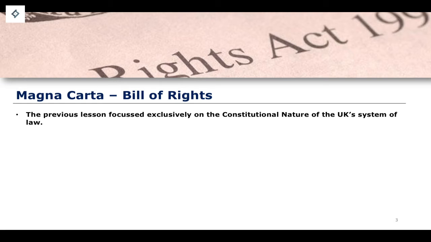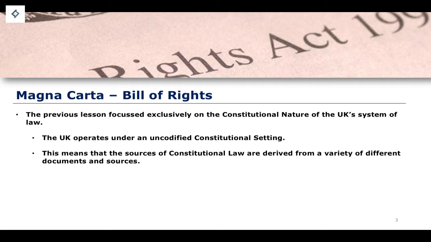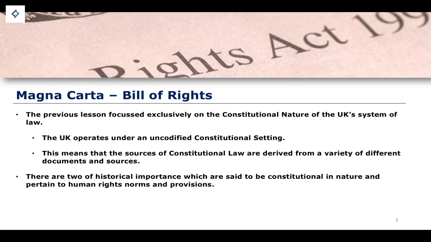We're going to begin by talking about Magna Carta. Ultimately, we know that the UK operates as an uncodified constitutional setting, and we know that there are various different sources of constitutional law which are derived from various different documentation and different places. The two most historically significant when it comes to constitutional law and the protection of individuals and human rights relate to Magna Carta and the Bill of Rights.